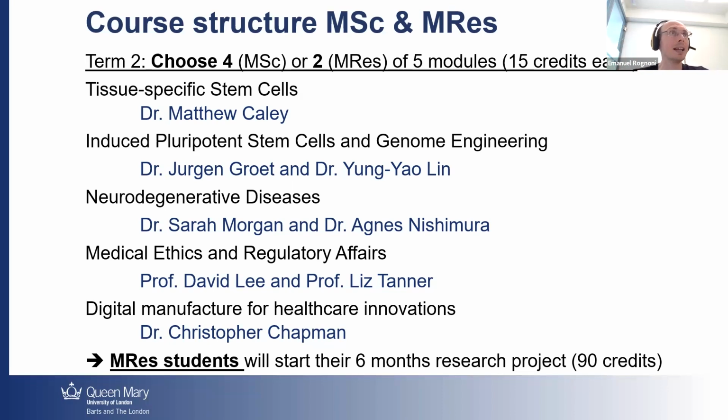And for these elective modules, we have a variety of different topics. One is to dive deeper into tissue-specific stem cells. Another is to specialize more in induced pluripotent stem cells, or get more insights into neurodegenerative diseases, or medical ethical regulatory affairs courses, or the digital manufacture of healthcare and innovations. So again, you can freely choose among these modules. The only difference between the 2 courses is that the MSc has to choose 4, while the MRes only 2.